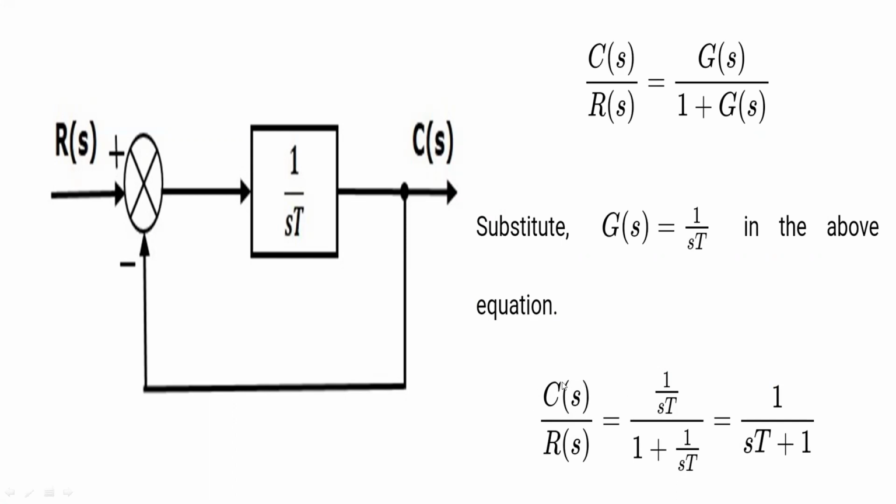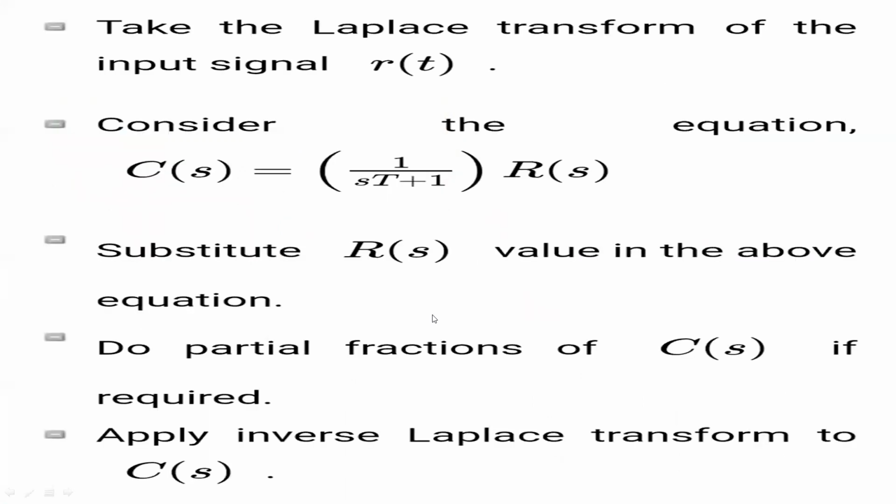So the output is C(s) = 1/(sT + 1) into R(s), where C(s) represents the Laplace transformation of the output signal c(t), and R(s) represents the Laplace transformation of the input signal r(t). And capital T is the time constant. Now, the following steps are to be followed in order to get the output response of the first order system in the time domain.